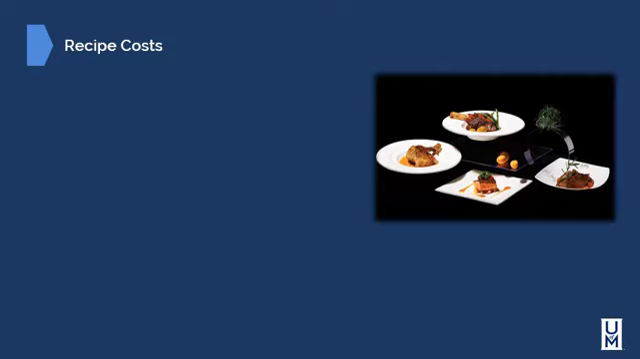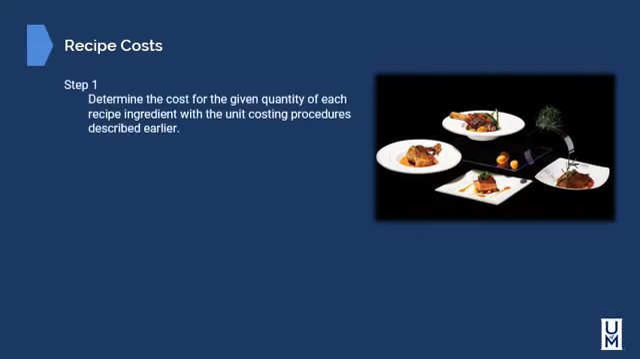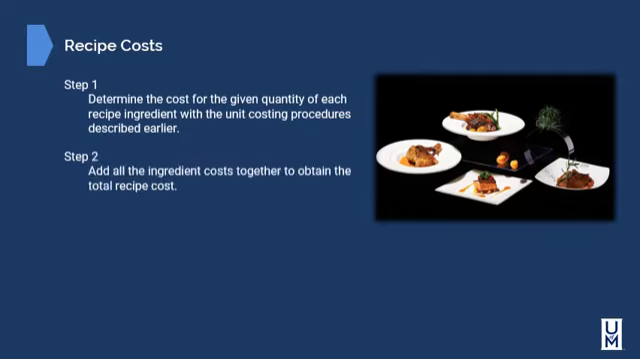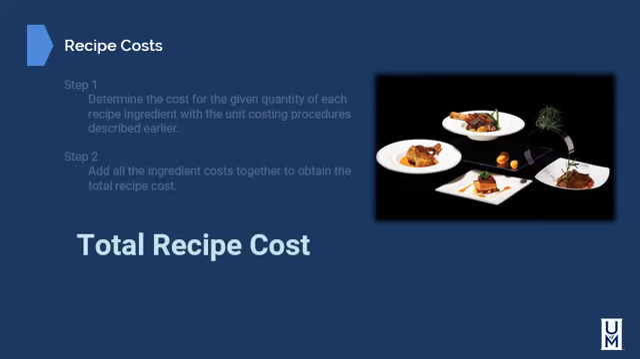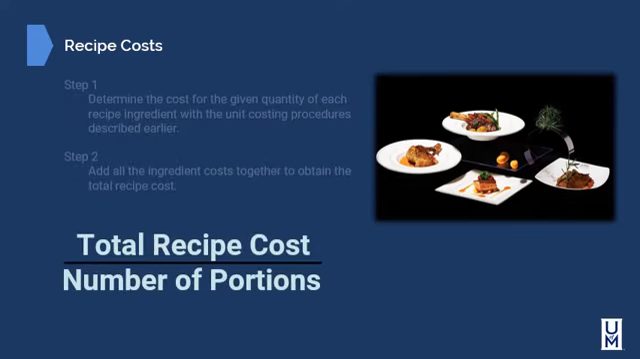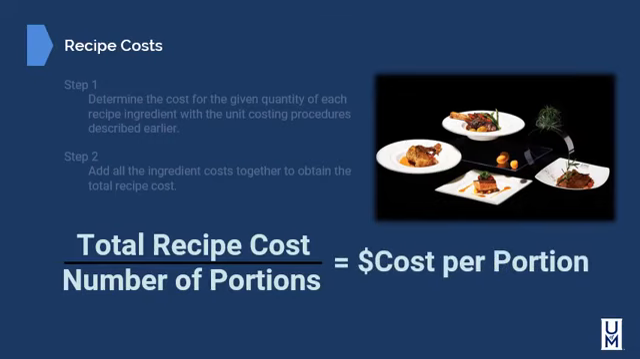All these costing methods are leading up to one simple thing: how to determine your recipe cost and how to translate that into the cost or the price that you charge your customer. Recipe cost, so we start with determining the cost for a given quantity of each recipe, using the costing procedures described earlier. We add the ingredient costs together to obtain the total recipe cost. We have our total recipe cost divided by our number of portions that recipe makes, and that's going to be our cost per portion.